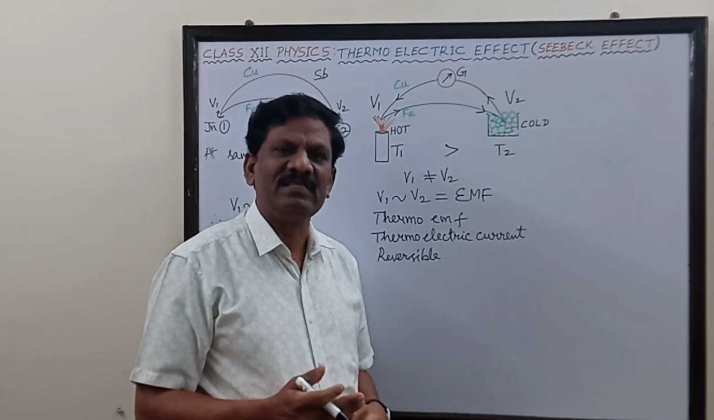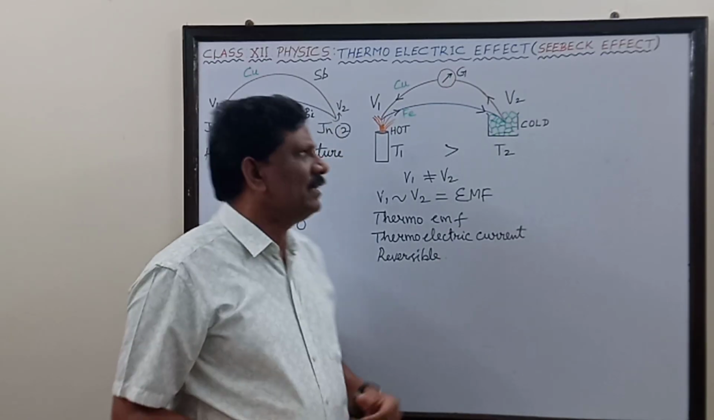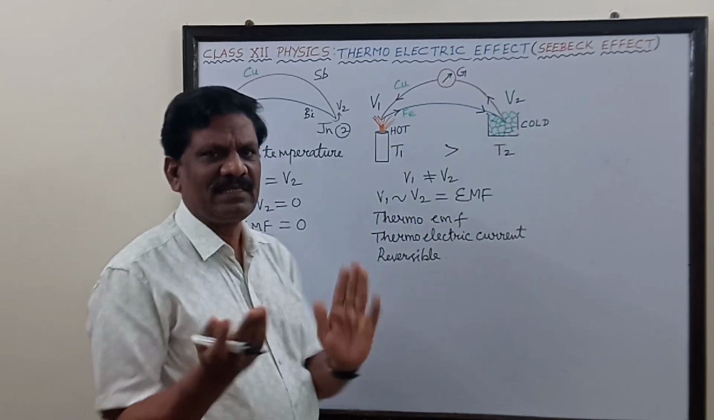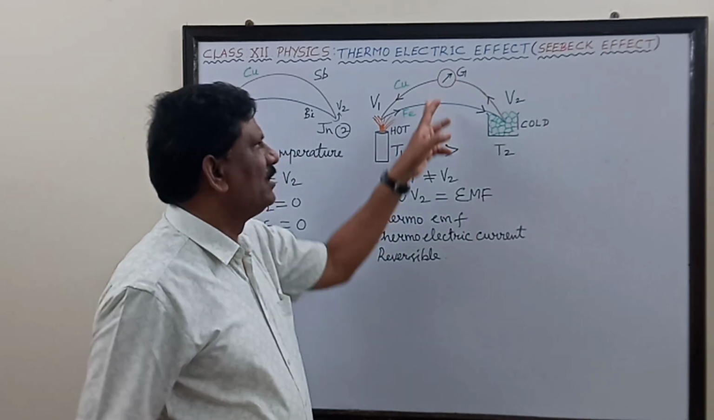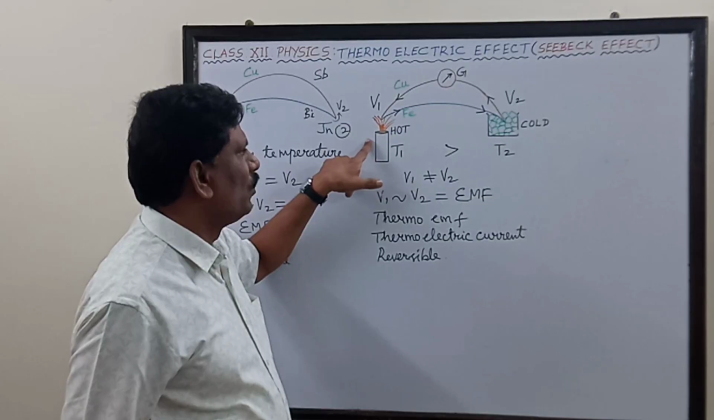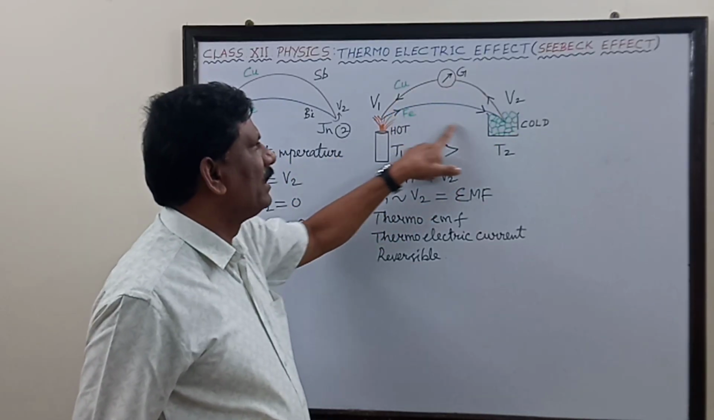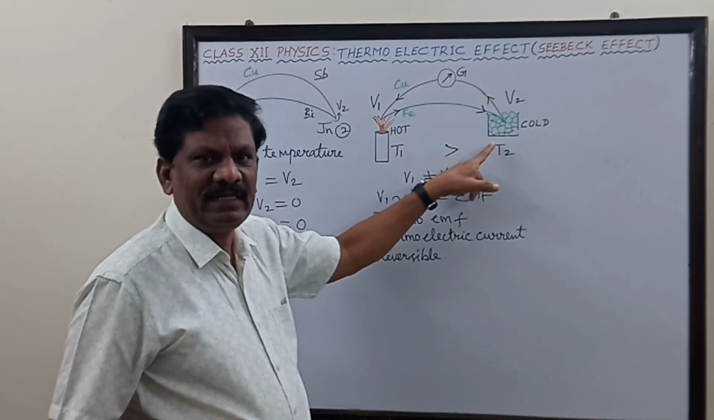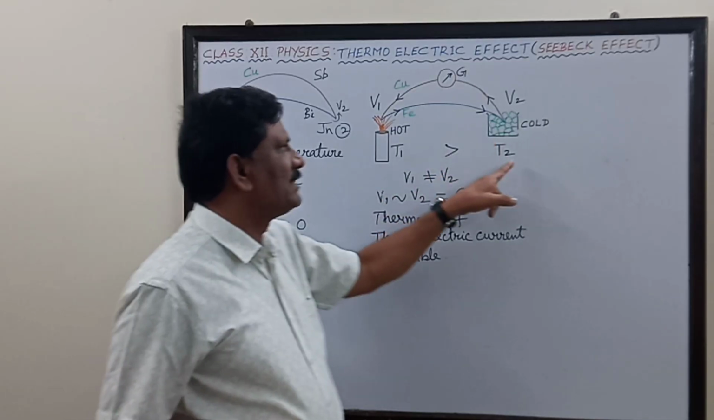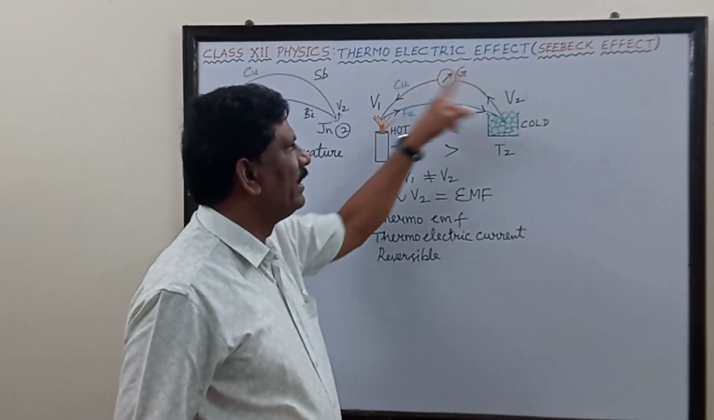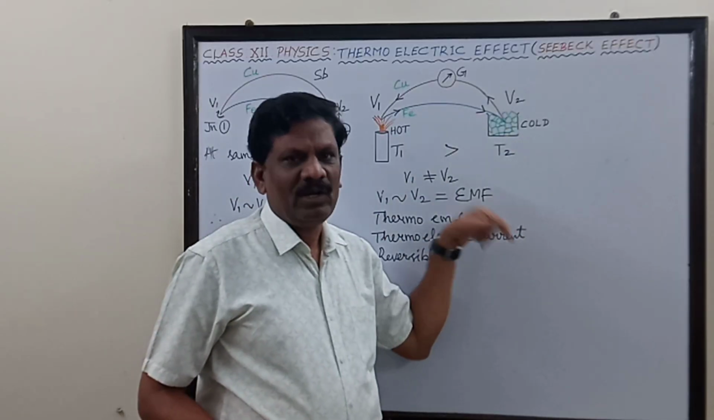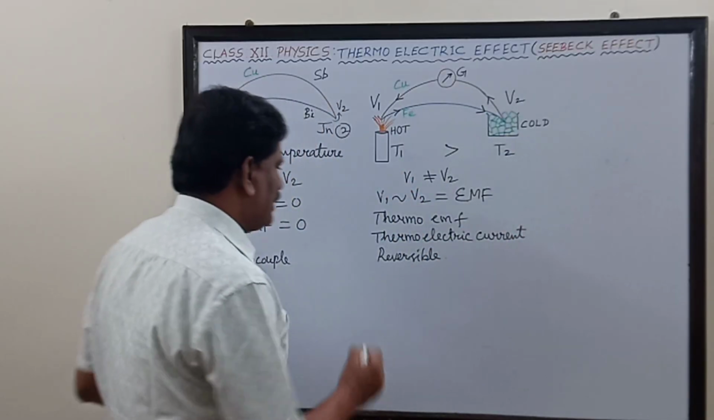Understand what is the meaning of the Seebeck effect being reversible. When the two junction temperatures are interchanged, the direction of current reverses. In this picture, can you see junction 1 is hot and junction 2 is cold, and the current is taking an anti-clockwise loop. Understand? Suppose the junction temperatures are reversed, then the current will take a clockwise loop. Understand? Now there are some applications.